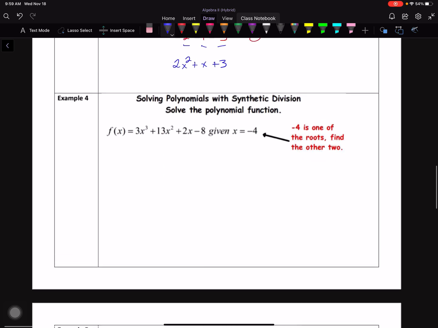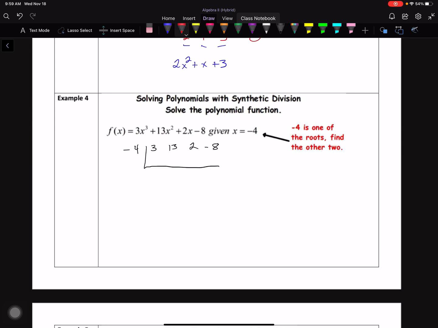So yeah, I mean, solving polynomials with synthetic division, solve the polynomial function. So this is kind of the final stage of synthetic division and synthetic substitution. So it says to solve the polynomial given that x equals -4. So what they're telling you here is that -4 is one of the answers. Okay, so let's do 3, 13, 2, -8, and -4 is one of the answers.